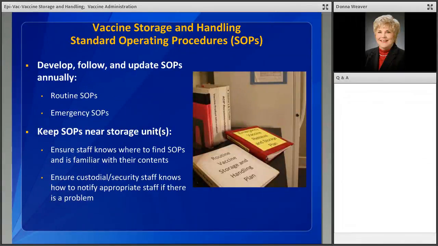Every facility should have standard operating procedures for daily management of their vaccine supply, and also emergency SOPs that spell out what to do to protect vaccines in the event of an emergency. Now, if you do not have these SOPs in place, there is more detail in CDC's Storage and Handling Toolkit to help you develop them. And be sure to keep them near the vaccine storage units and that your staff is familiar with them. Also, be sure that custodial and security staff knows who to contact if there is an after-hours emergency.